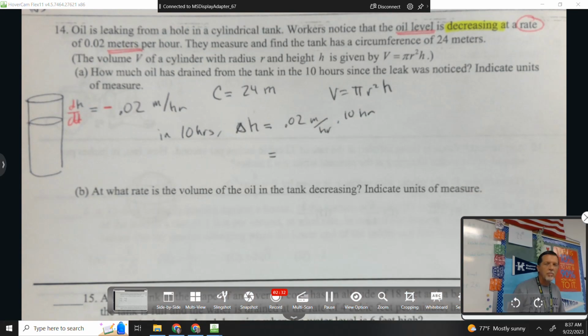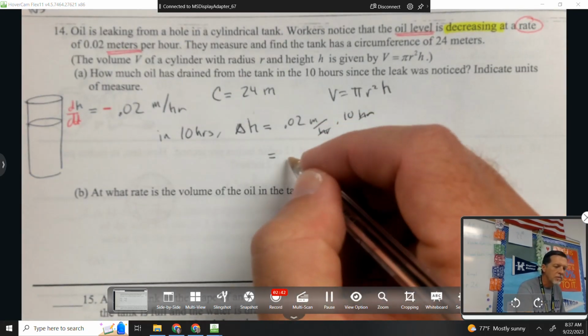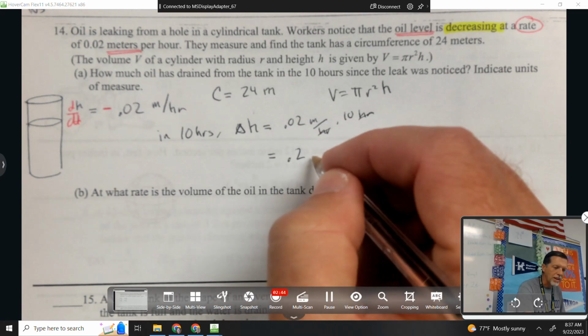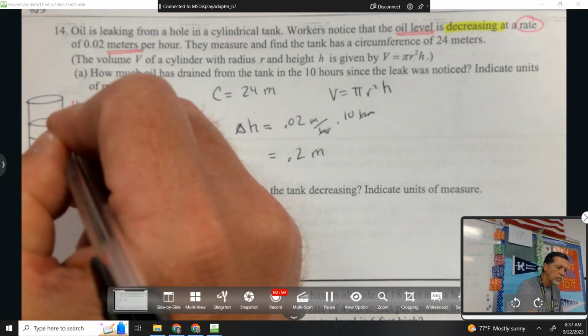When I hit a new problem or a problem I'm not sure about, I start throwing the units back in there because that will help me keep track of what I'm doing. The hours cancel. I'm left with meters. That's what I was expecting to get. So 0.2 meters is how much was lost.